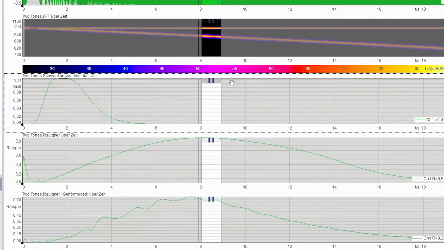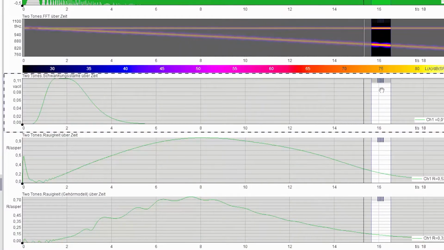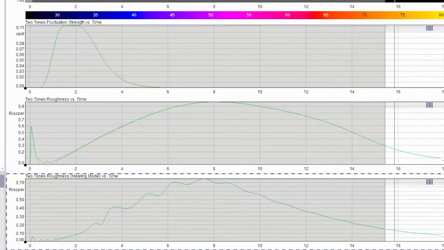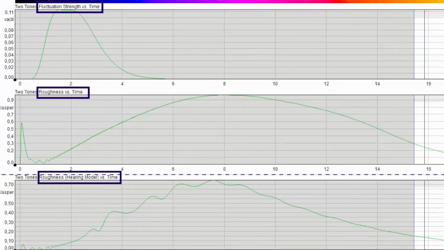It sounds simply nasty, restless, pressed. Further on, the tones separate so much that they are perceived as two tones and the perceived roughness disappears. These analyses show me that. There are, as you can see, different analyses.